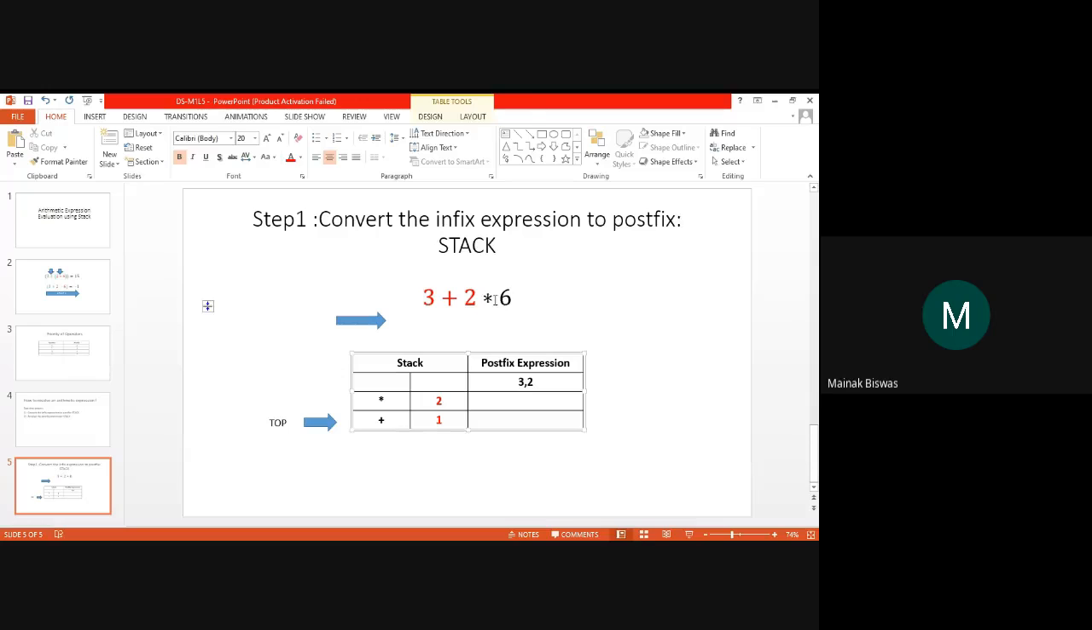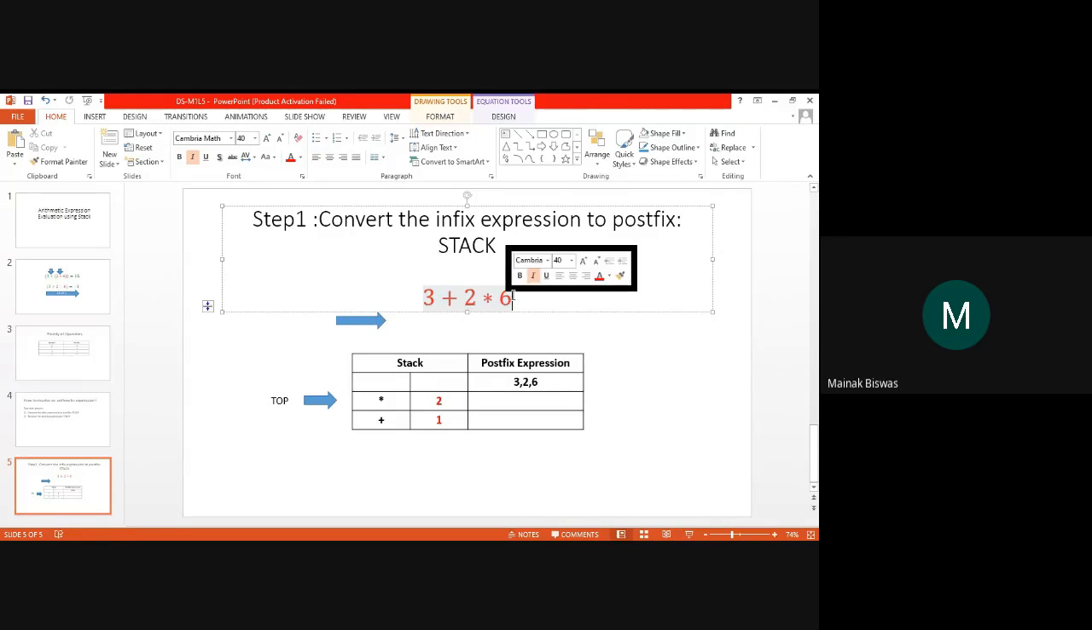Then the next element we get is 6, and it is added to the postfix expression. Now, as soon as we reach the end of the expression, you can add a right bracket also. Then pop operations are done, so we empty the stack. What does the first pop operation do?